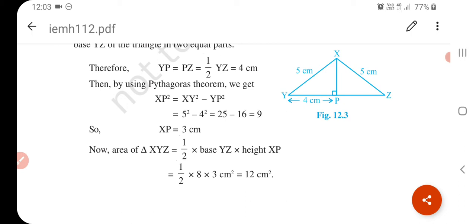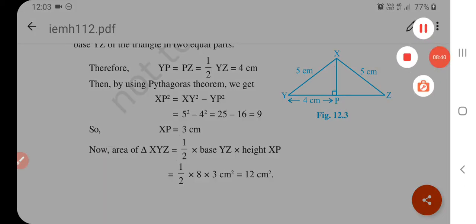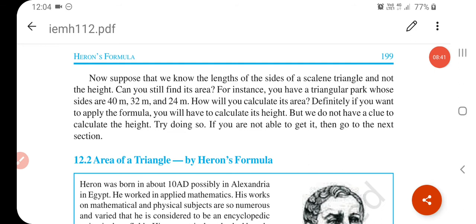But if the triangle is scalene, then how to find the area of triangle? So students, if the triangle is scalene, then how to find? Because this triangle does not have equal sides. Now suppose that we know the length of the sides of a scalene triangle and not the height, can you still find its area?